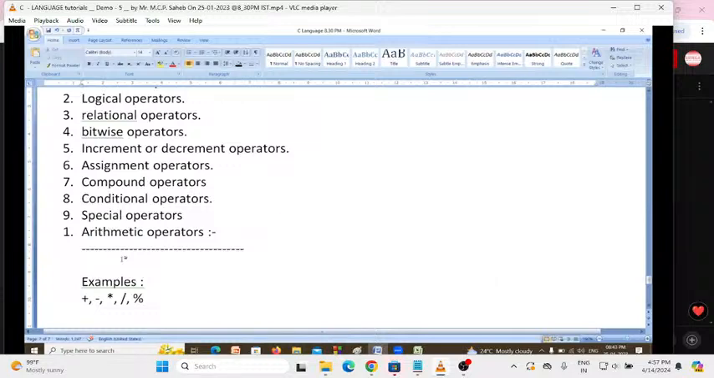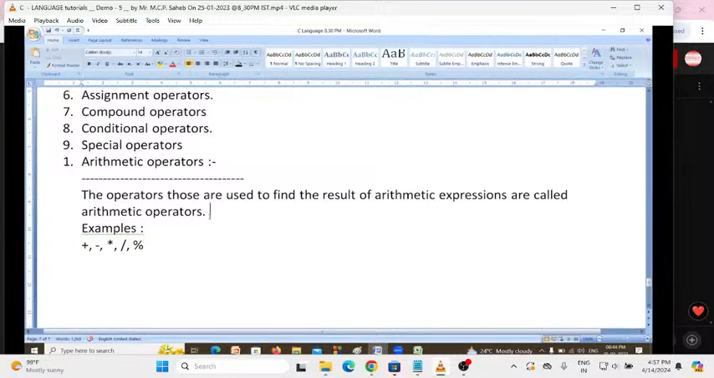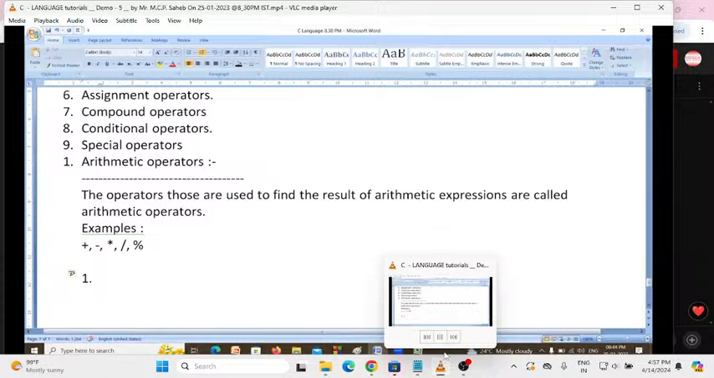To find the result of those expressions, we have to use these operators. So these are called arithmetic operators. The operators used to find the result of arithmetic expressions are called arithmetic operators. I will explain some programs on this.